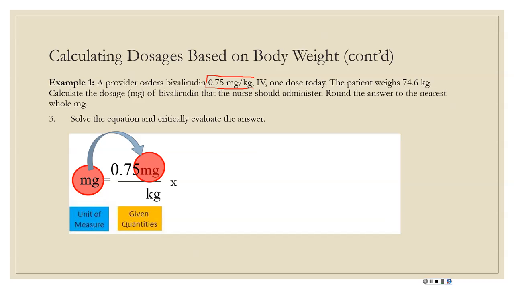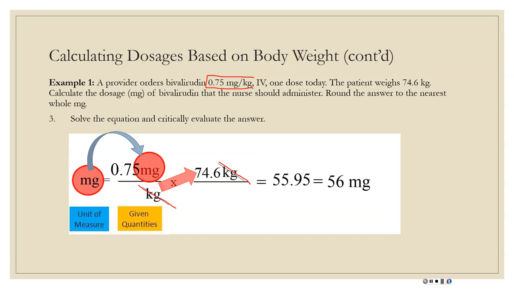Now, we don't want kilograms left as a label, so we need to cancel out kilograms. We can cancel out kilograms by making it the numerator of this next equation, and we'll go ahead and enter that data from the problem, 74.6. We can then go ahead and cross out the label of kilograms, and we'll go ahead and carry out that multiplication on our calculator. We get an answer of 55.95, and we know that the only label left then is this red circled milligrams because these kilograms crossed each other out.